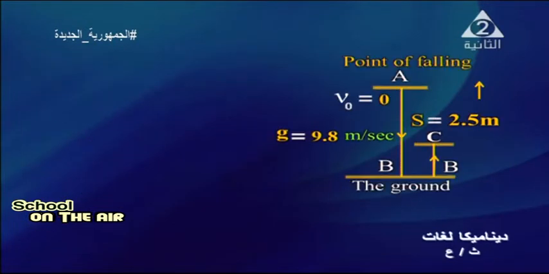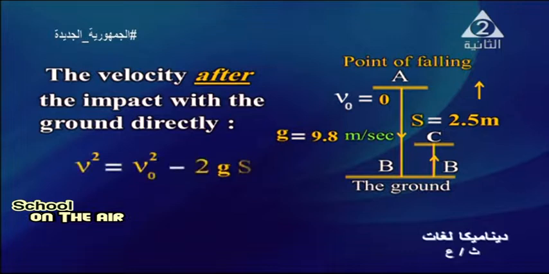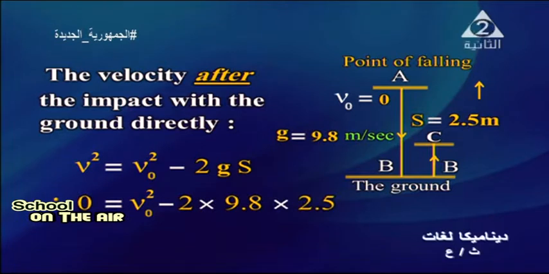Now, the velocity after the impact with the ground is given from the relation V squared equals V naught squared minus 2GS, because the ball is moving upwards, so gravity G is negative. At maximum height, the velocity equals 0. Then 0 equals V naught squared minus 2 times 9.8 times the maximum height, which equals 2.5. Then V naught equals 7 meters per second.